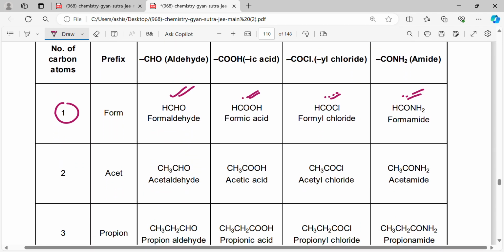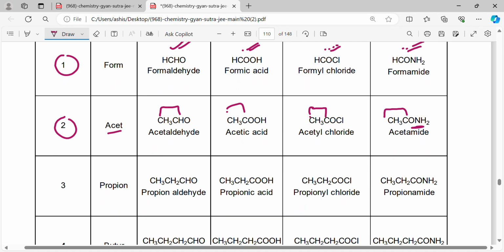Then acet is used for two carbons. So if two carbons are present in aldehyde, CH3CHO, acetaldehyde, acetic acid, acetyl chloride, COCl, and if the amide group is present in two carbons, that is called acetamide.